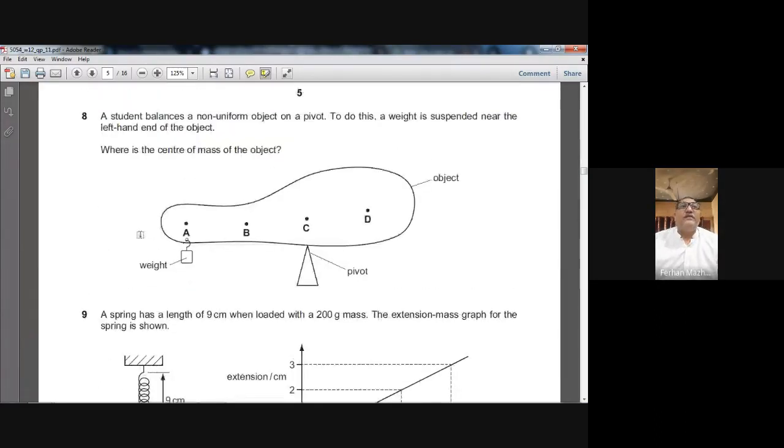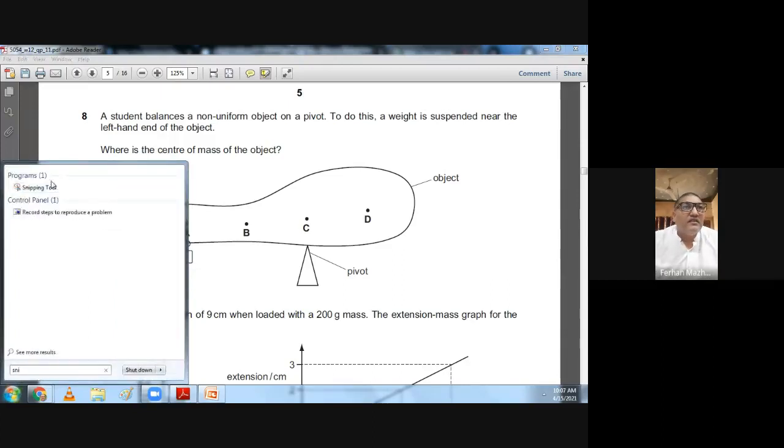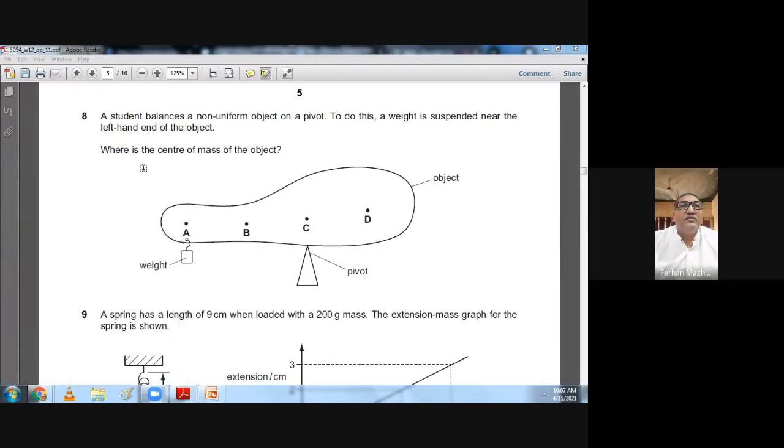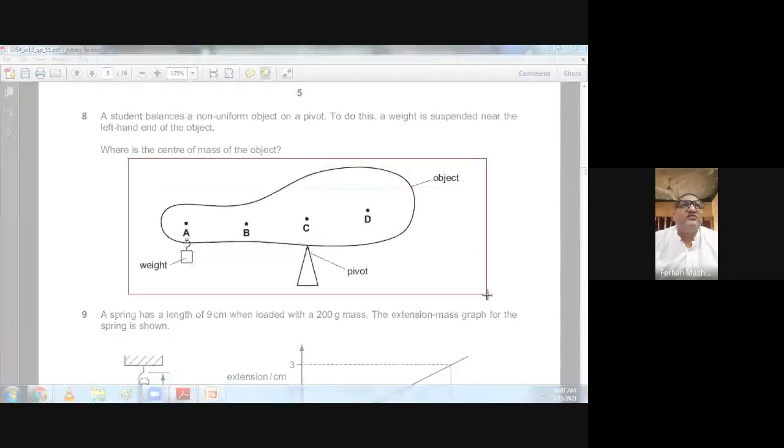Okay, so here we go. A student balances a non-uniform object on a pivot. To do this, a weight is suspended near the left end of the object. Where is the center of mass of the object? Let me copy it from here, I can explain it to you. And I just want to show you one thing.